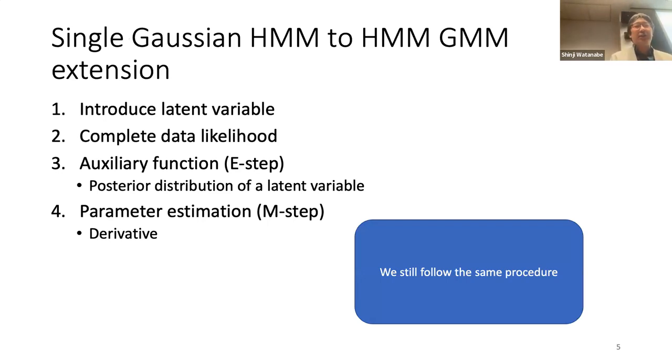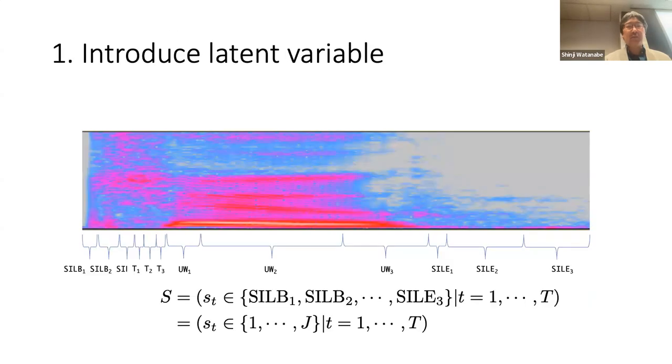The procedure is the same as what I explained for the single Gaussian based approach: the introduction of the latent variable, the complete data likelihood, the auxiliary function, and the parameter estimation. I will explain it one by one. But again, mostly I will just remark on which parts we should extend, without explaining the details in today's lecture. First, in the hidden Markov model, we consider the alignment variable as a latent variable. But in the Gaussian mixture model, we have to consider one more, an extra latent variable, which I will explain in the following slides.